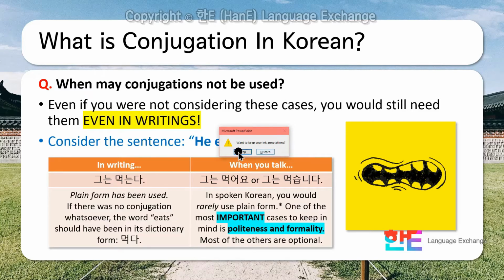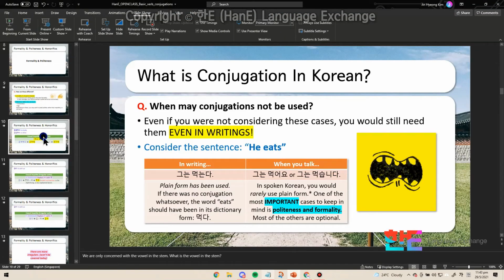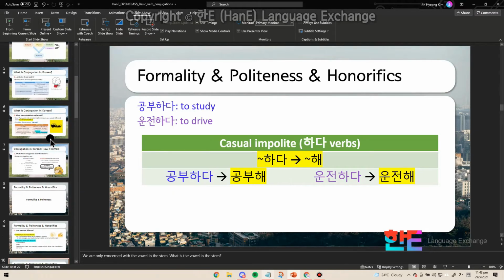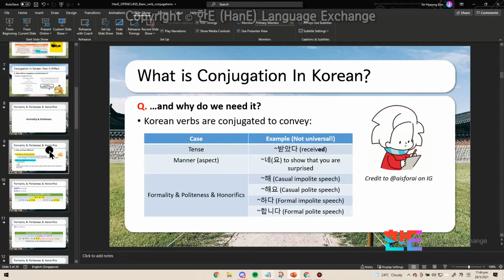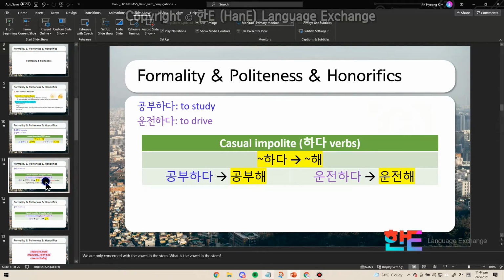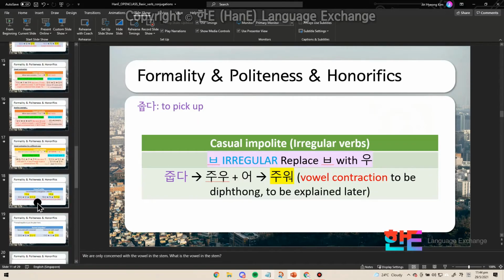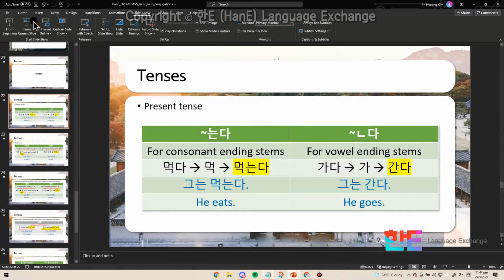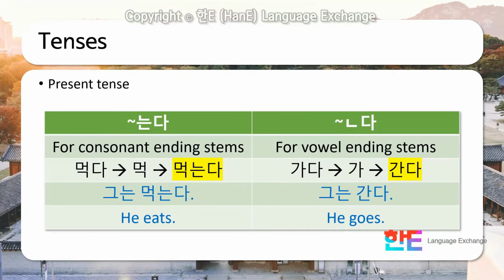So the present tense slide, I can show you that. It's just gonna be, where is it? The plain form. The slide organization isn't the best, but I'll find it. I think it's here. Yep. Present tense. So basically you add either 는다 to it or 니은 and then 다 to it based on whether it ends with a consonant or a vowel.